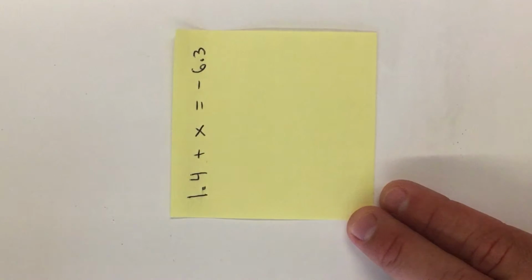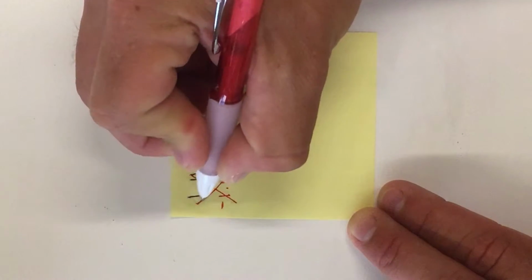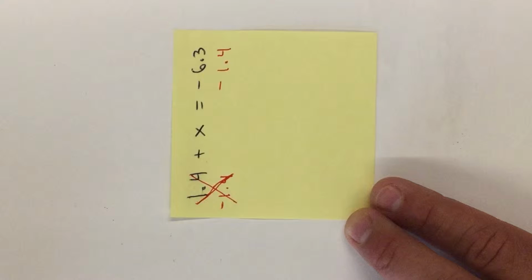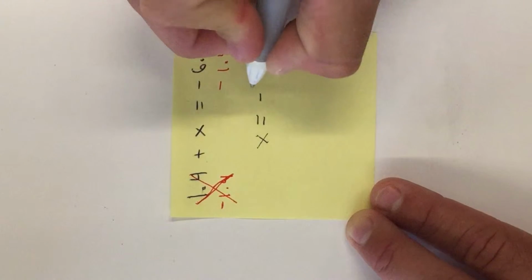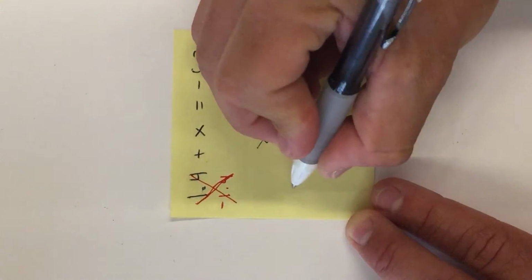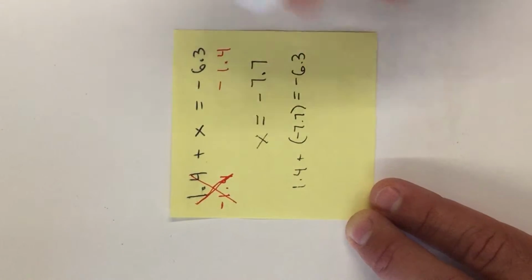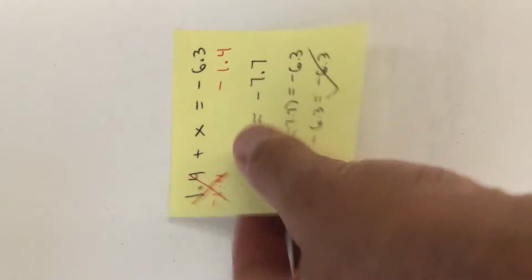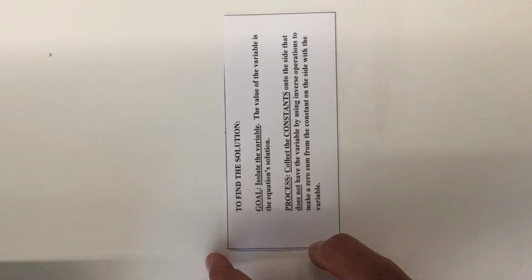In this problem, there is a positive constant. So what we're going to do is make zero out of that positive constant by doing the inverse operation of it. In order to maintain the balance, we're going to do that to both sides. And we're going to get x is equal to negative 7.7. Now we can go back in there and check this and put it back in. Use your handy dandy calculator to make sure that you get this correct. That is right. Again, what we did was collect the constants onto the side that did not have the variable by making a zero sum.